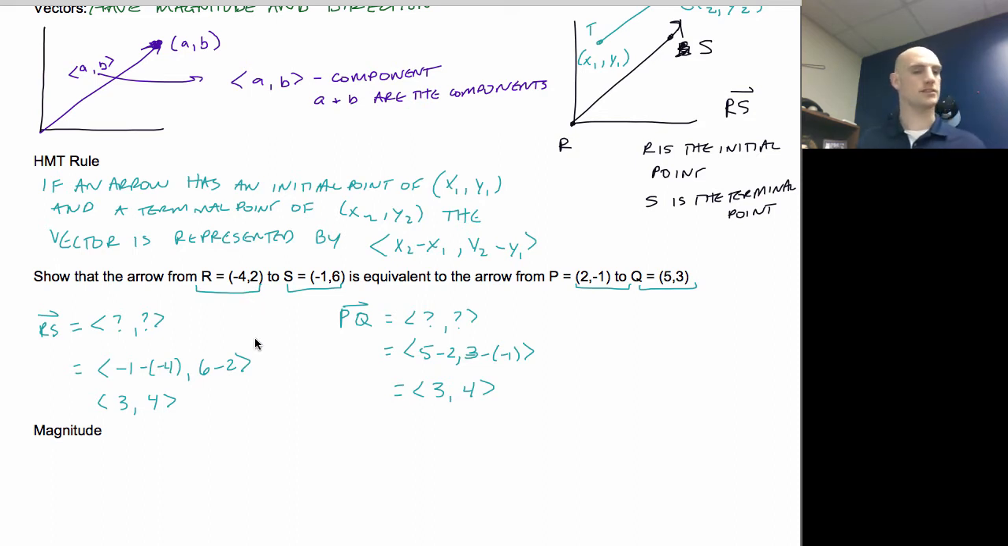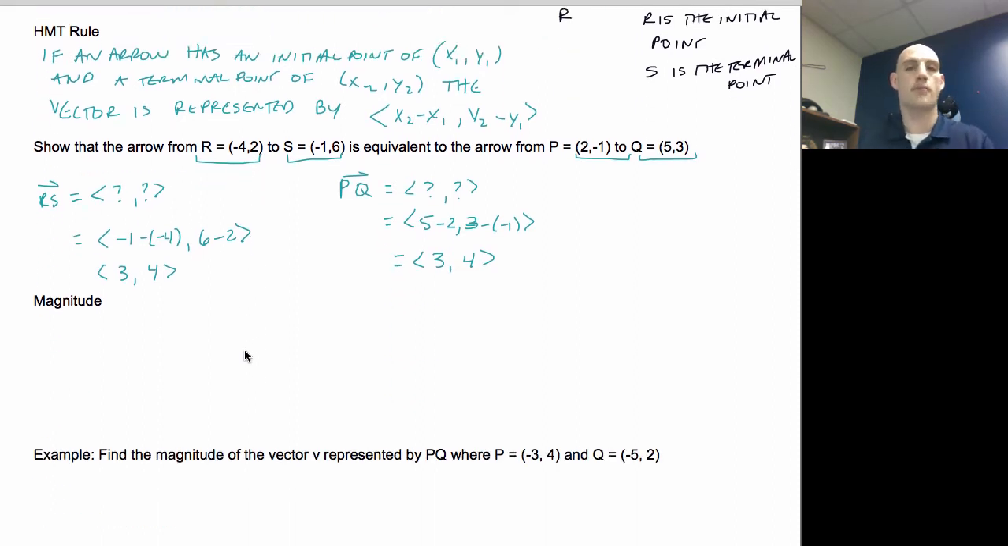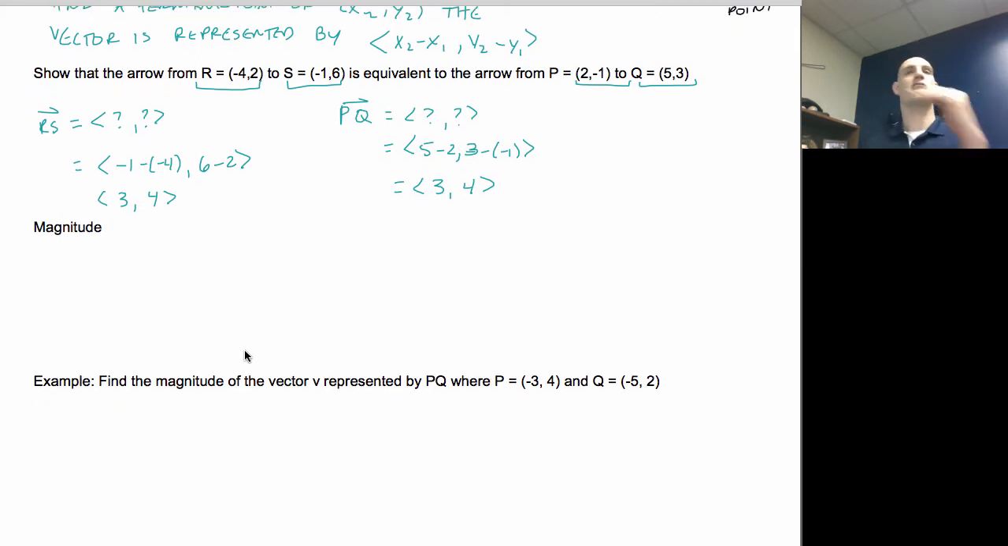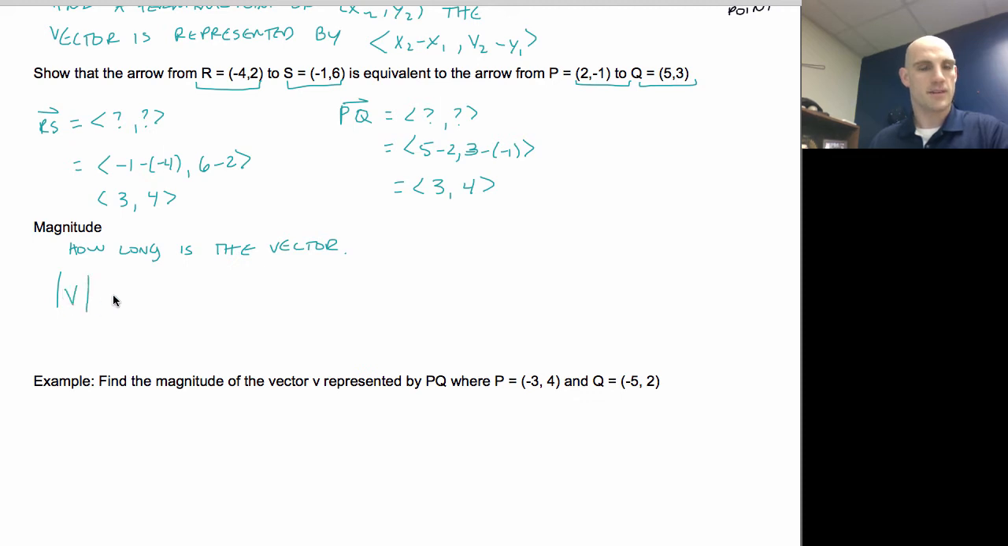Let's talk about magnitude for a minute. So that's what component form is. That's finding the elements, the things that make up the vector. Magnitude is how long is the vector. Okay, so its magnitude looks like this. It's going to be the straight lines around V. Says, hey, how long is this?